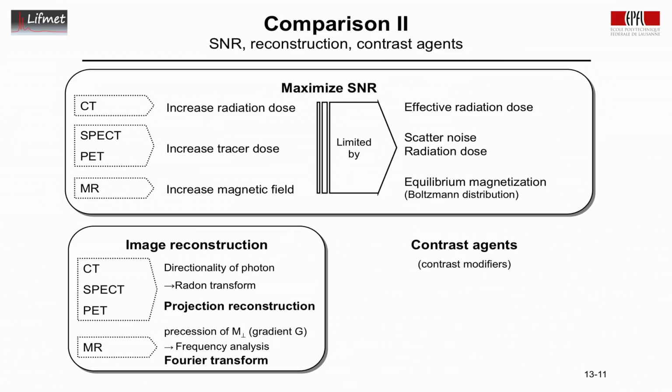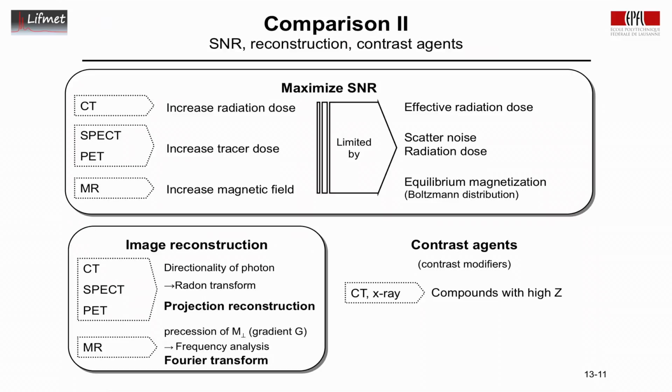Finally, a word on contrast agents. As a reminder, contrast agents are substances that are injected into the body that change the contrast of the image modality. We've had in CT and X-ray, the contrast agents are typically compounds with high Z. We have seen the example in lecture 3 that just a few millimolar of a high Z component can produce a strong change in the linear attenuation coefficient.